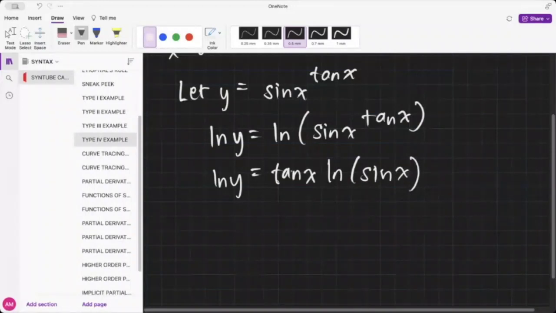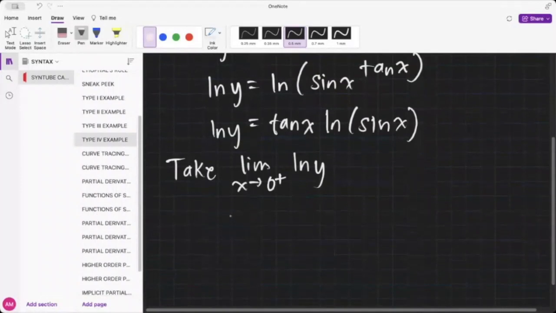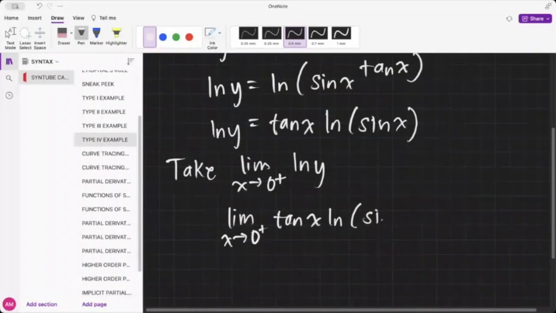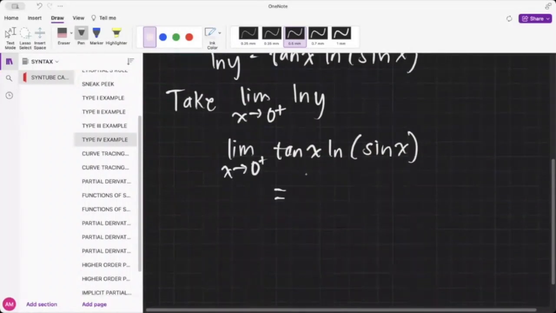Then from there, that's your ln y. For now, we take the limit as x approaches 0 from the right of ln y. Take note of that, this is what we take first. So, it's equivalent to the limit, since ln of y equals this, it's the same as tan x times ln sine of x. If we evaluate this, this will become 0 times negative infinity. This is type 2 indeterminate forms.